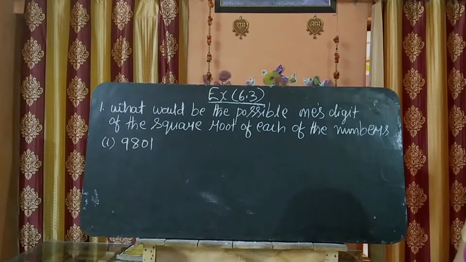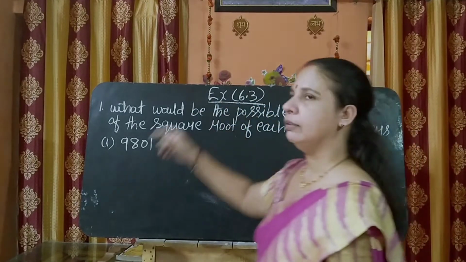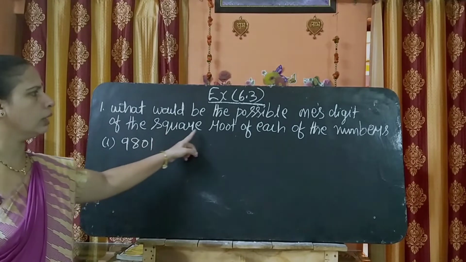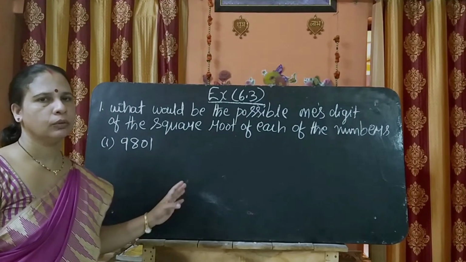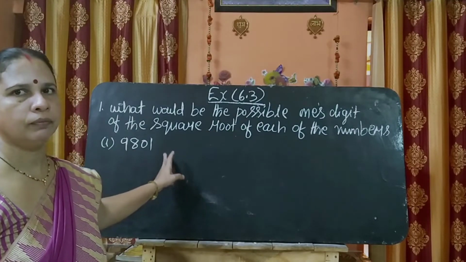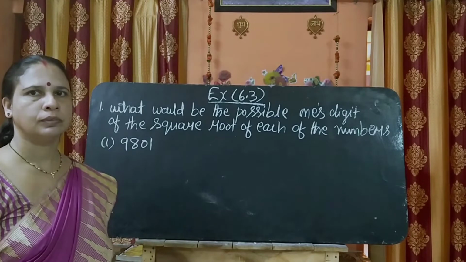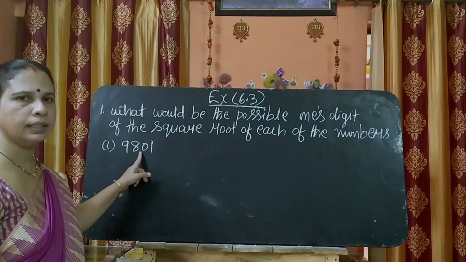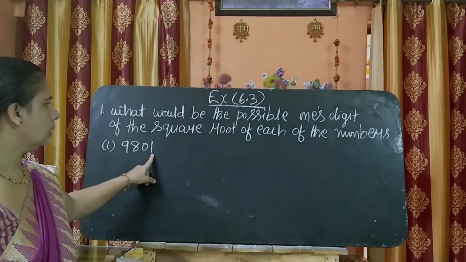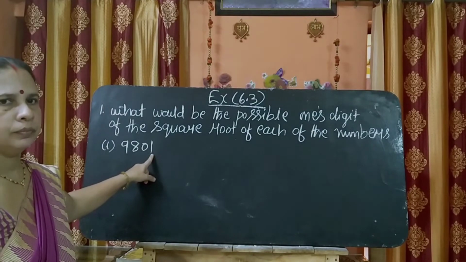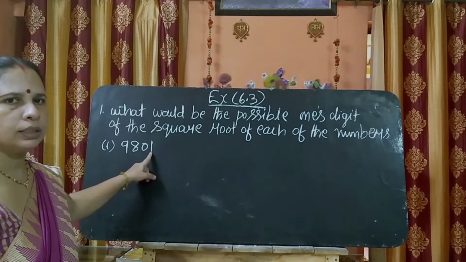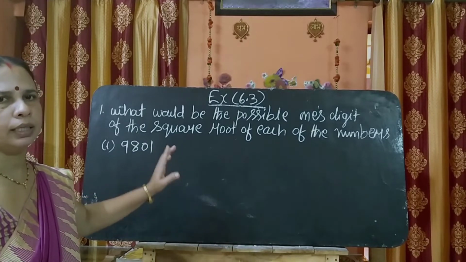Now we are solving questions from exercise 6.3. The first question is, what would be the possible ones digit of the square root of each of the given numbers? The number is 9801. What is the ones digit? The ones digit is 1. So the ones digit of the square root of this number will be 1 or 9.